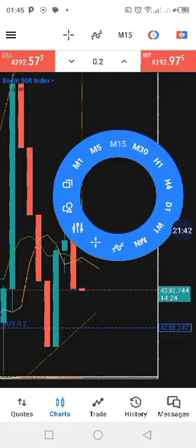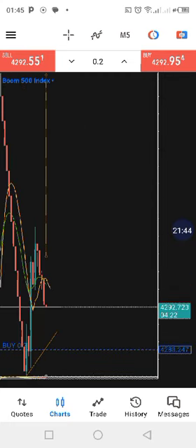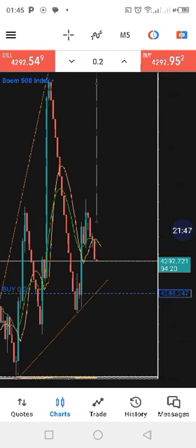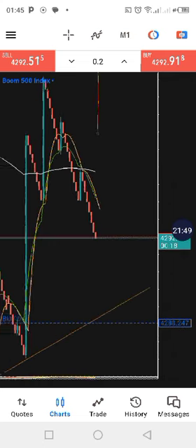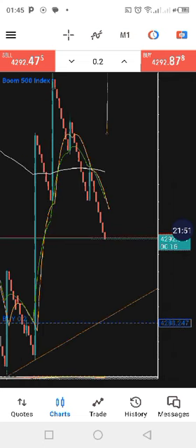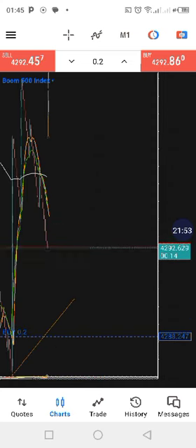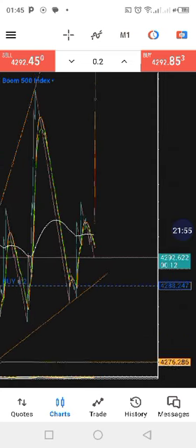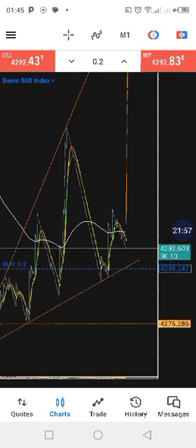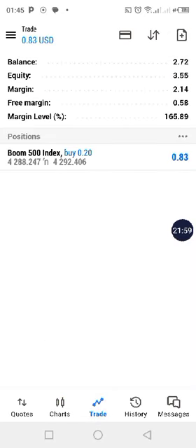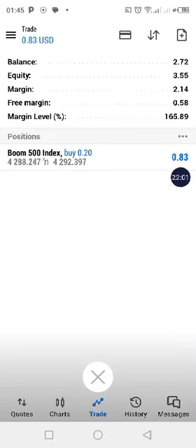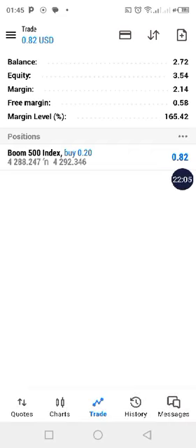So let me go to the 5 minutes or the 1 minute time frame and really see what is going on, if we'll still be expecting a spike. Now you can see all the way from about 2 point something dollars, it has reduced to what? To less than $1, and it is still going.